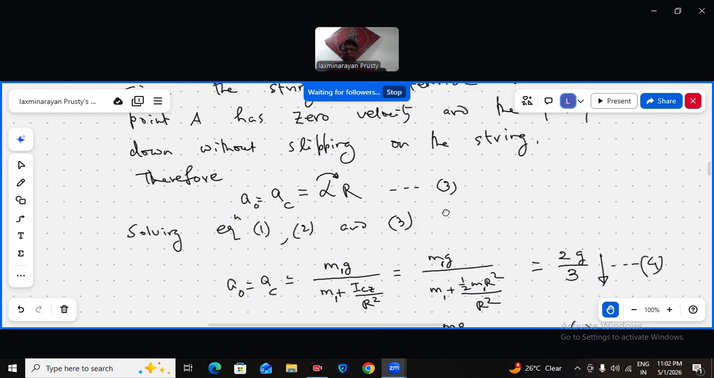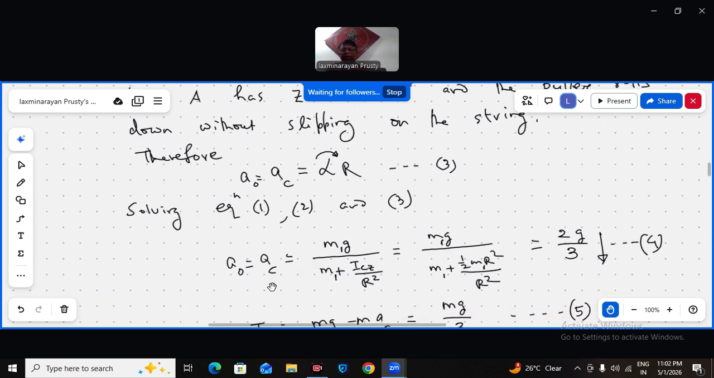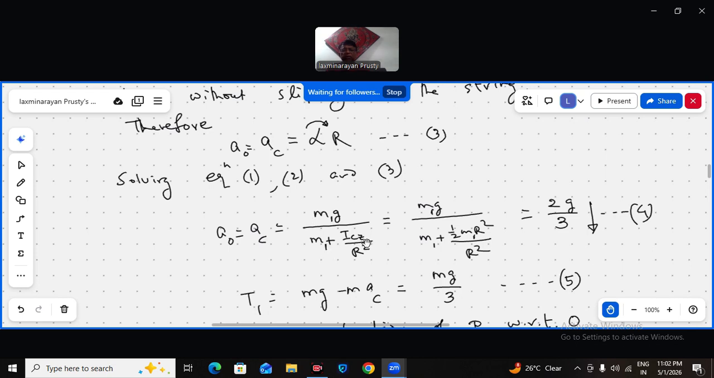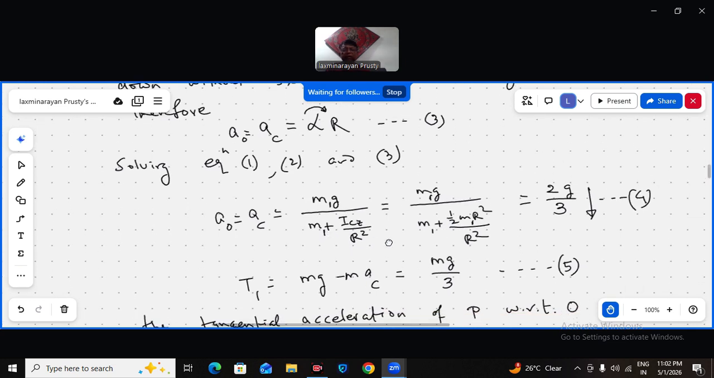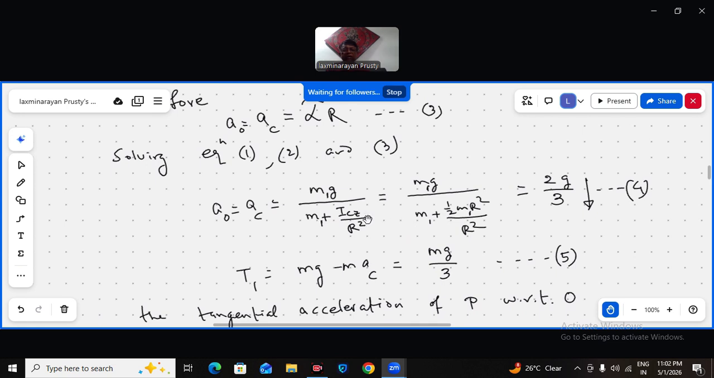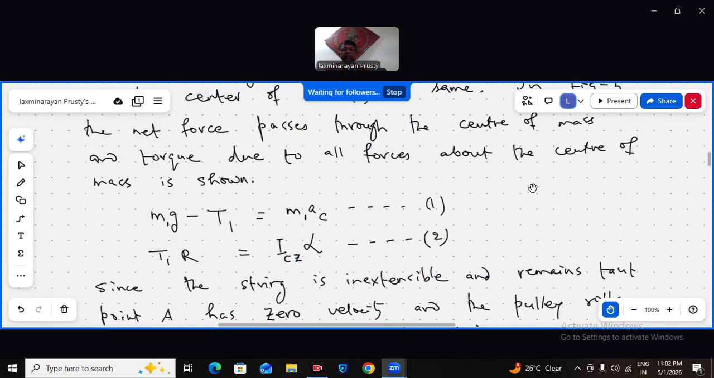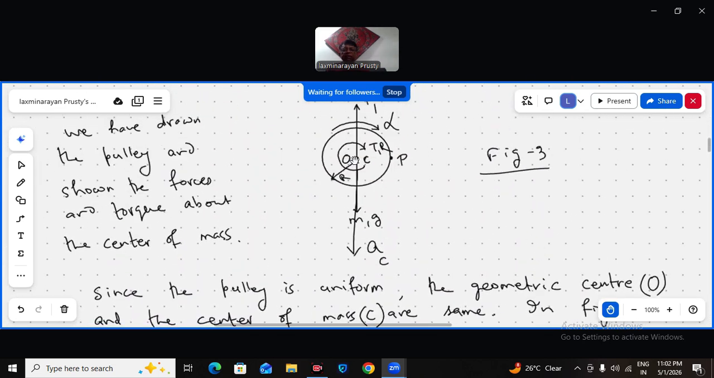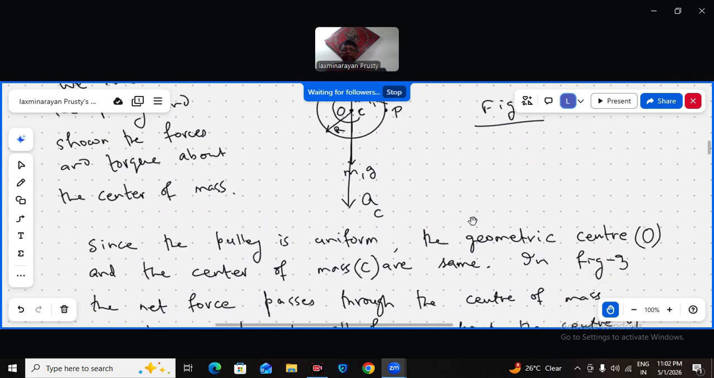Just adding this, you can get AC as m1g by m1 plus ICZ by R square. So ICZ is half m1 R square. So R square cancels and this becomes 2g by 3. So we got the acceleration of this point AC as 2g by 3.